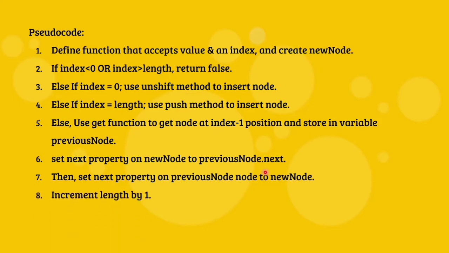So we will increment our length by 1, and once the length is incremented, we need to return our linked list. Some users may want to return true, or some users may want to return some message. That is their own choice. But in our example, we will return the linked list. Once our pseudocode is ready, it's time to write our own code in Visual Studio.